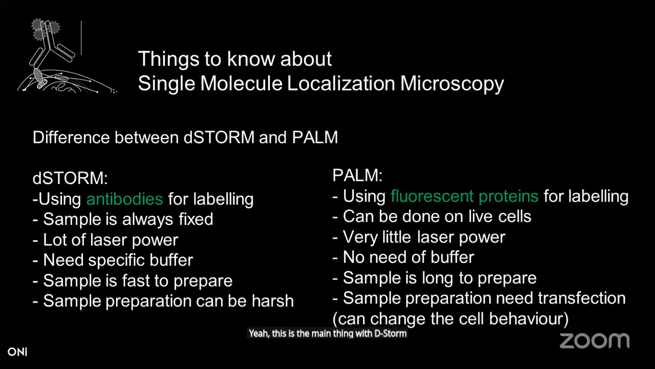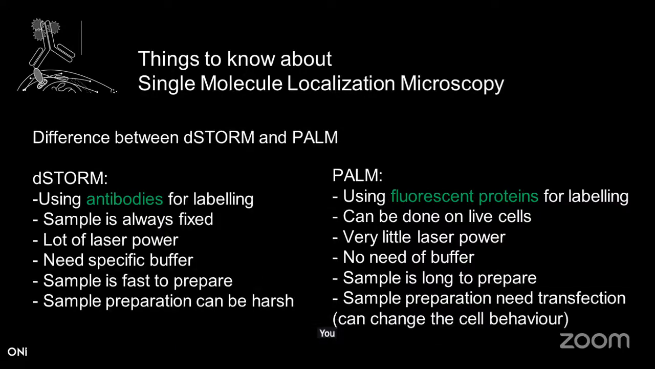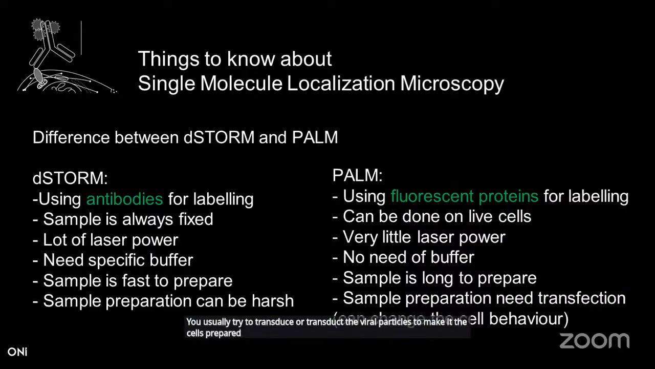Coming to PALM, it is usually done on live cells. Usually fluorescent proteins are used, such as photoactivatable GFPs, photoactivatable RFPs or mCherry in the PALM technique. So you usually try to transduce viral particles to prepare the cells for your live cell imaging. And the protein of your interest can also be tagged with one of these fluorescent molecules. So you prepare your cells in such a way.